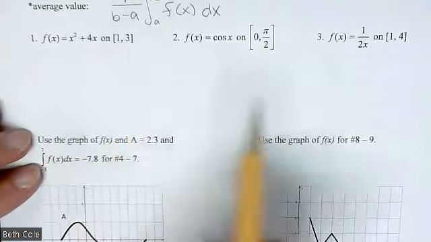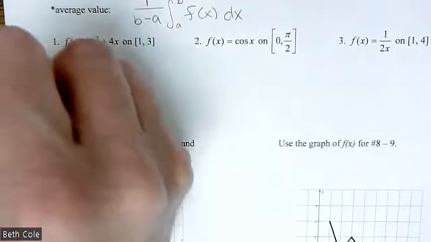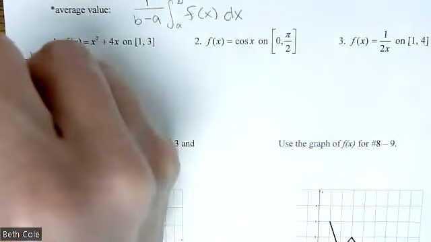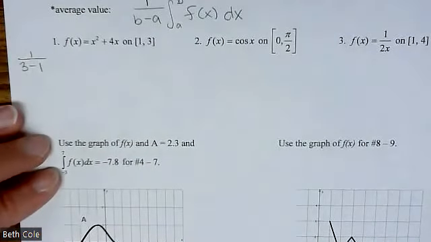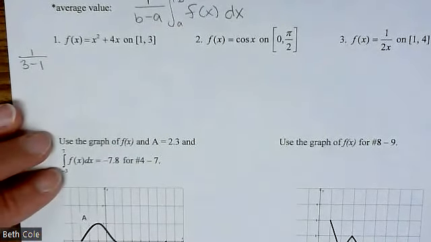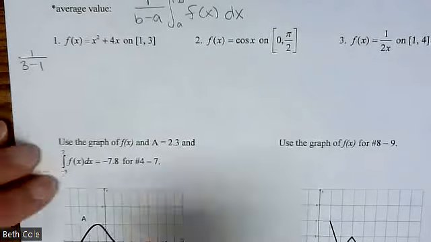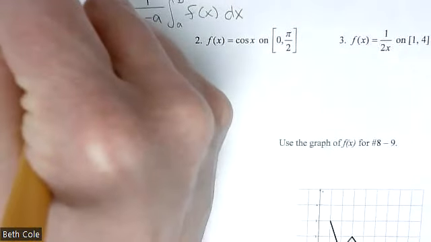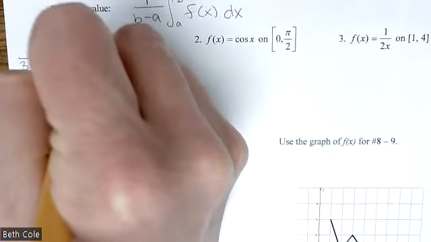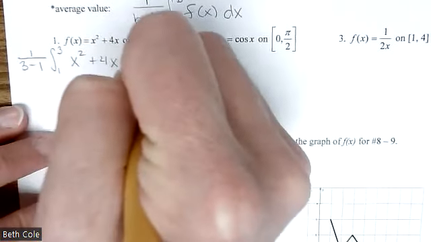Average value on the interval 1 to 3. So out front, you're going to put 1 over 3 minus 1. And if you're like, hey, Miss Cole, I know that 3 minus 1 is 2, that's fine. I still recommend you write it out. Don't be too proud to write it out, because if you subtract wrong, you're going to be upset. And then you would have the integral from 1 to 3 of that function dx.